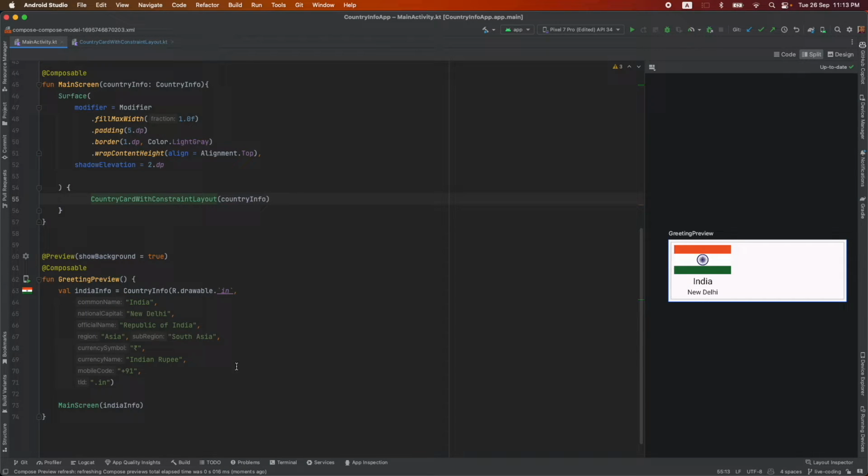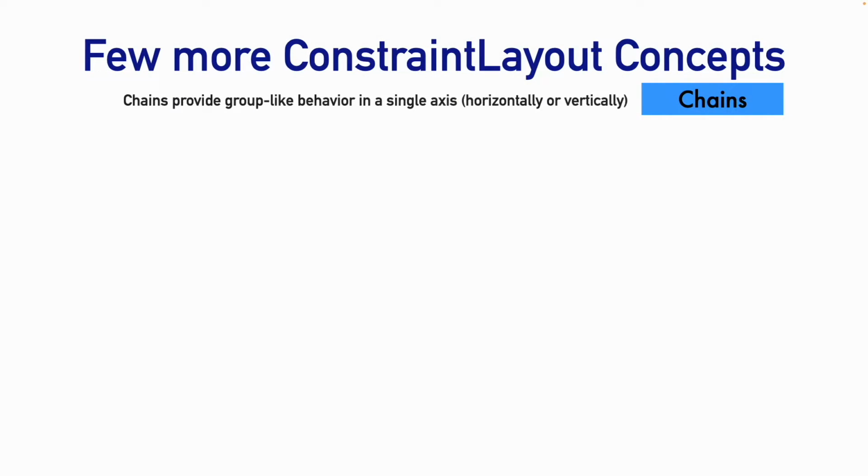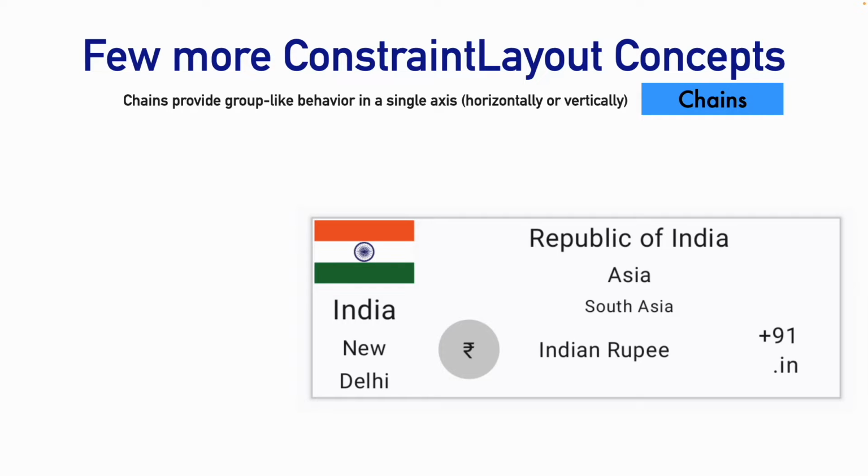Now let's look at how to build this same UI using chains. What is a chain? Chains provide a group-like behavior in a single axis, that is either horizontally or vertically. Let's take the card UI once again, and in this case we have to choose the UI elements that you want to group either vertically or horizontally. So we can consider the flag, the common name, and the capital, the first three elements, as the grouping that we want to achieve in the vertical order.